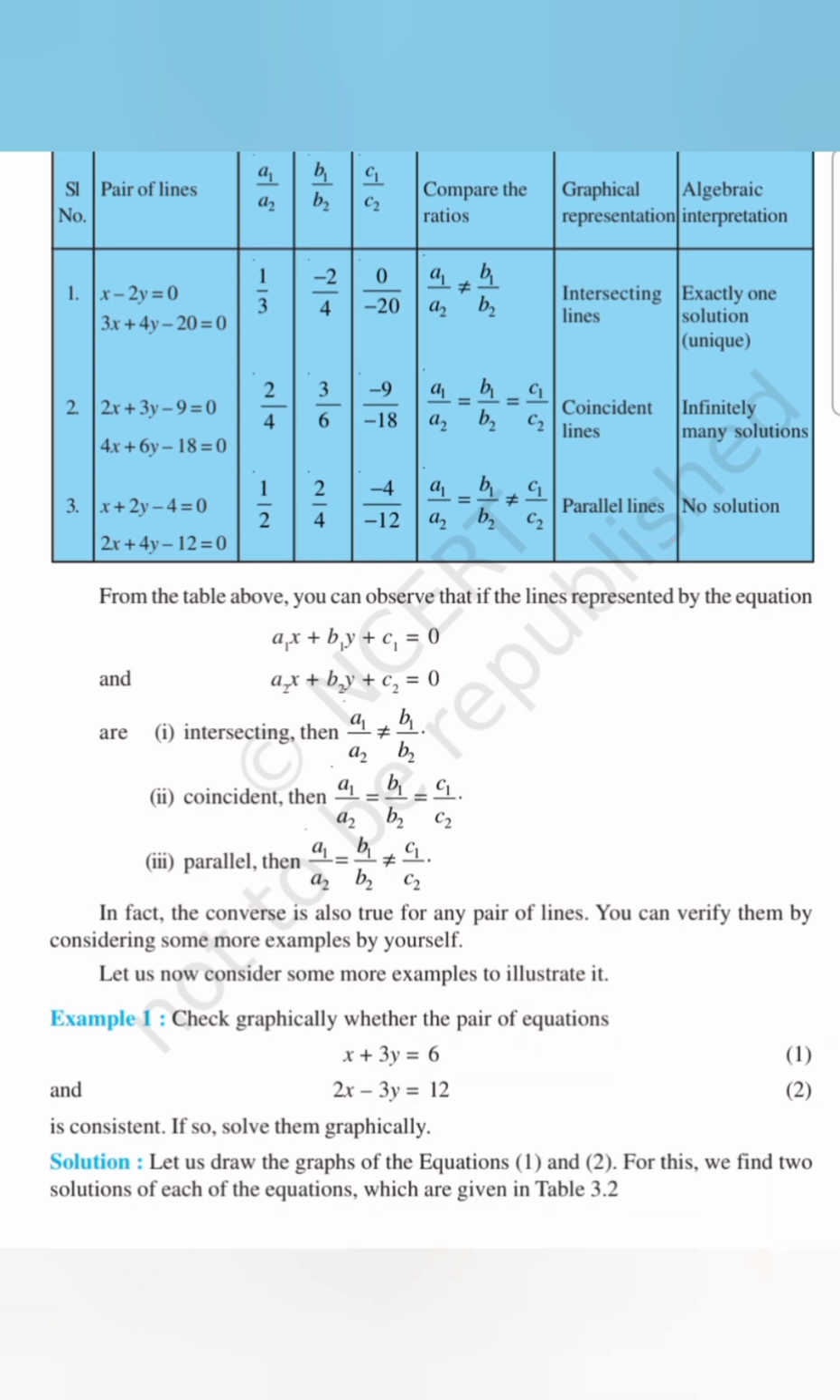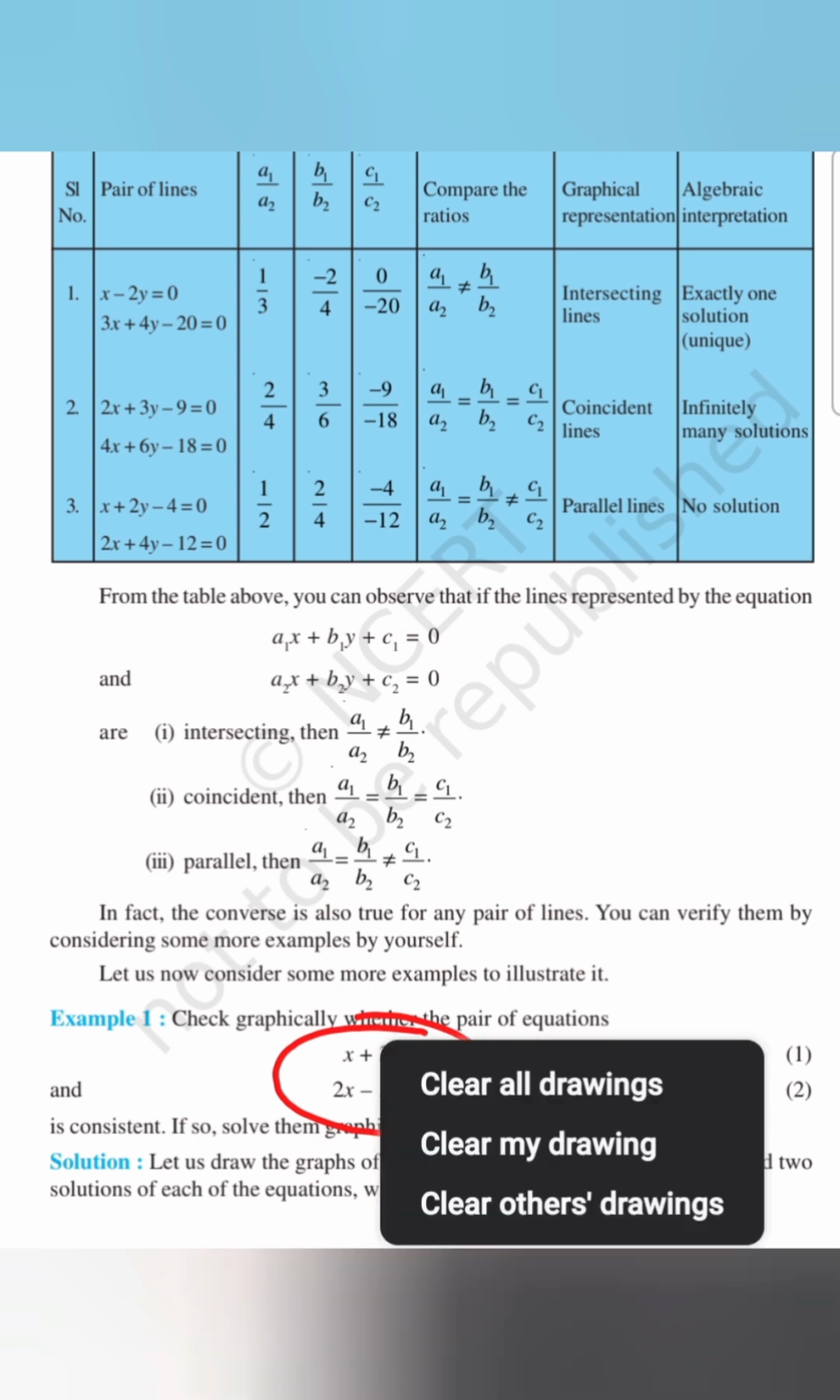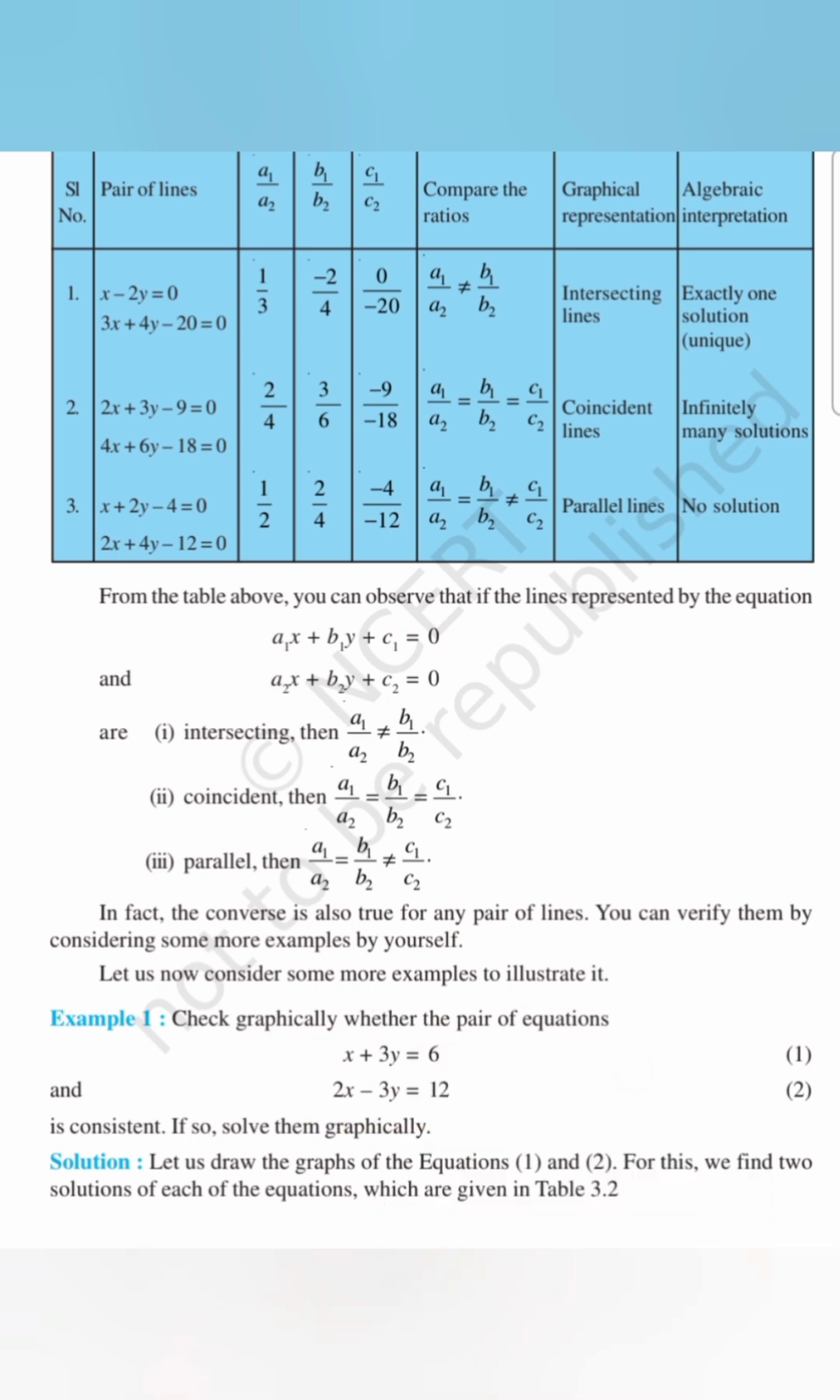Now example 1: check graphically whether the pair of equations x plus 3y is equal to 6, 2x minus 3y is equal to 12 is consistent. If so, solve them graphically. You have to check graphically whether these equations are consistent or not. If they are consistent, you have to solve them graphically. So first you have to draw the graphs for them. How to draw graphs for equations? You have to form a table before that.